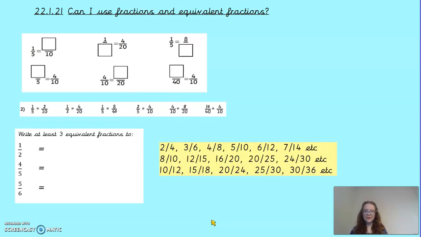How did you do, guys? Have a look at the reasoning and problem solving on the website, and remember to use a fraction rule to help you.